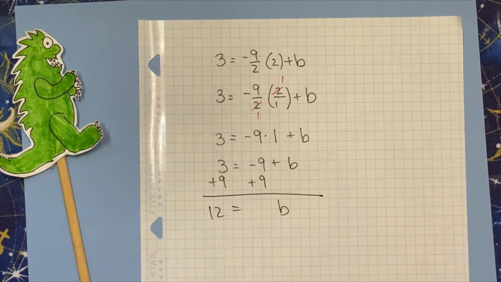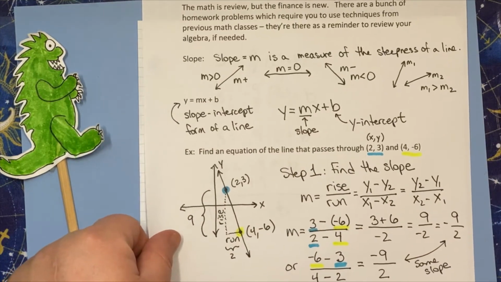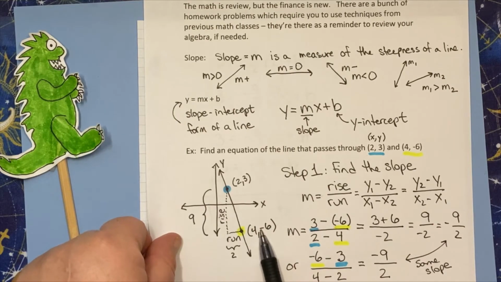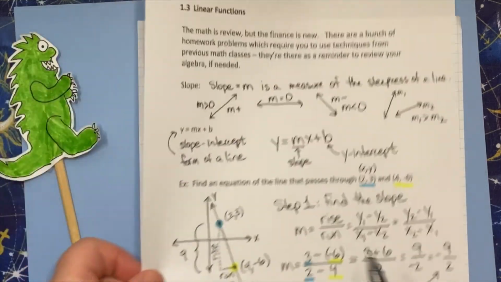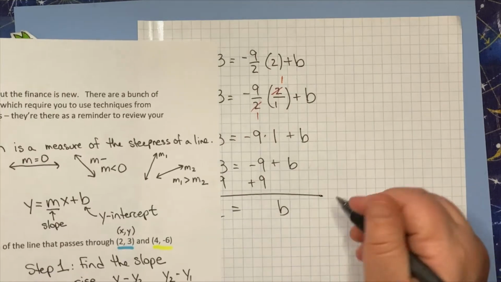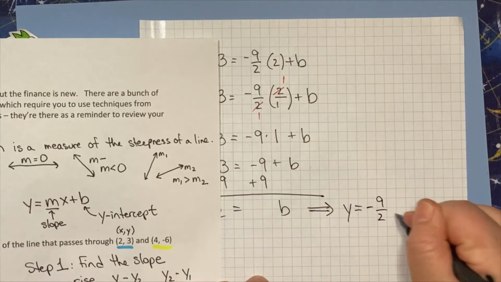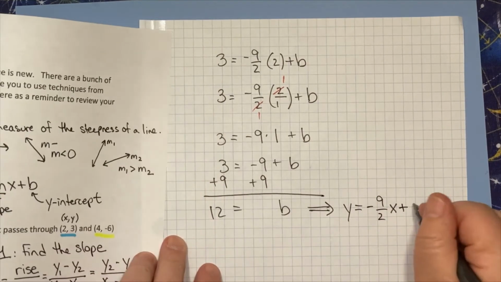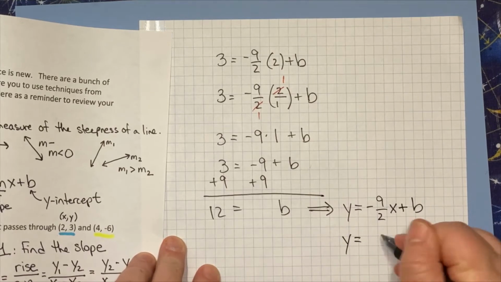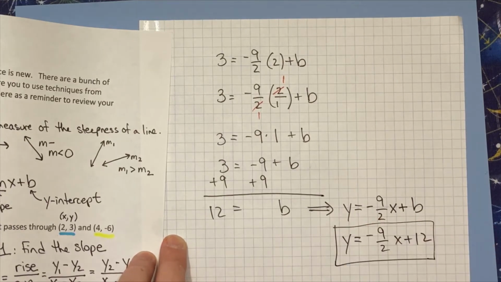So what does that mean? Well, that means that my graph was wildly out of scale. But basically, that means that the point b equals 12 is way up here at 12. Right there is the y-intercept. So when x equals 0, y equals 12. So how do we use this? Well, we had y equals -9/2 x plus, and then that number is going to be 12. Yay!